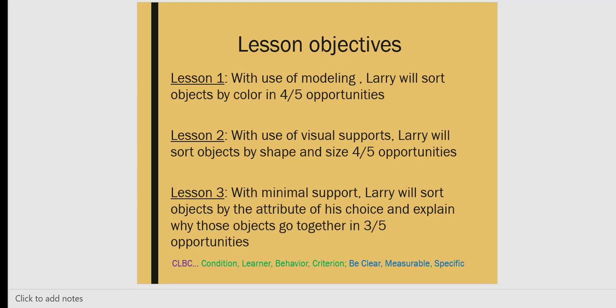Now let's look at the series of lesson objectives. For 3 lessons, we've got with the use of modeling, Larry will sort objects by color in 4 out of 5 opportunities. With use of visual supports, Larry will sort objects by shape and size in 4 out of 5 opportunities. With minimal support, Larry will sort objects by the attribute of his choice and explain why those objects go together in 3 out of 5 opportunities.